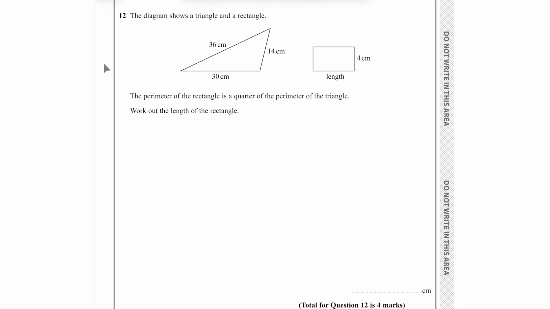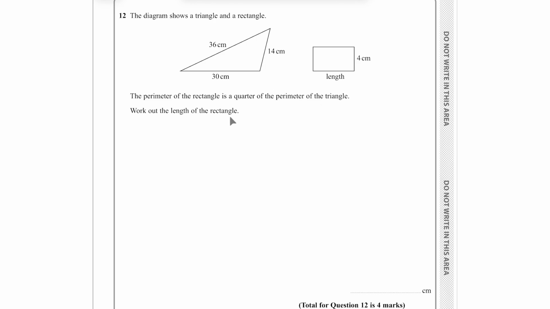Brilliant. Okay, question 12. The diagram shows a triangle and a rectangle. So study your diagrams first. It's always nice to have a little bit of a clue before we get to what the question's asking us. So we have a triangle. We've got all the measurements of a triangle. The rectangle, we haven't got the lengths, but they're going to ask us for that. So the perimeter of the rectangle, that's all the measurements around the outside added up, is a quarter of the perimeter of the triangle.